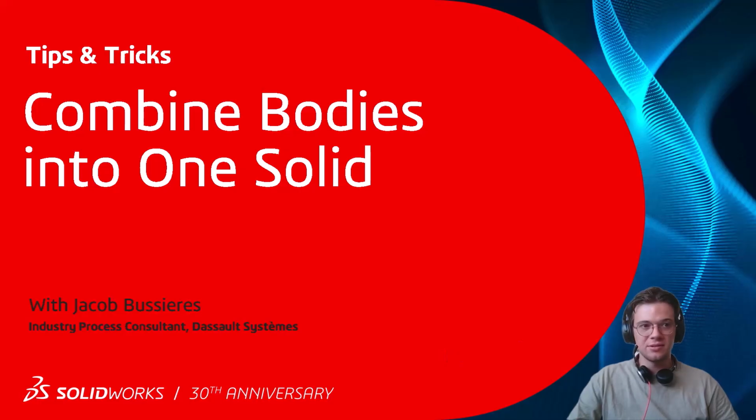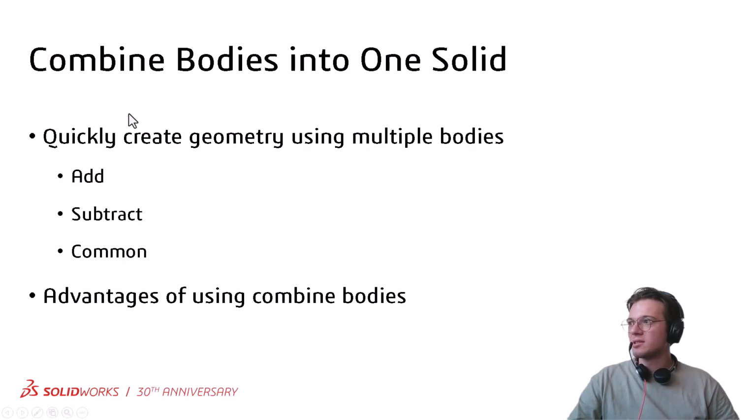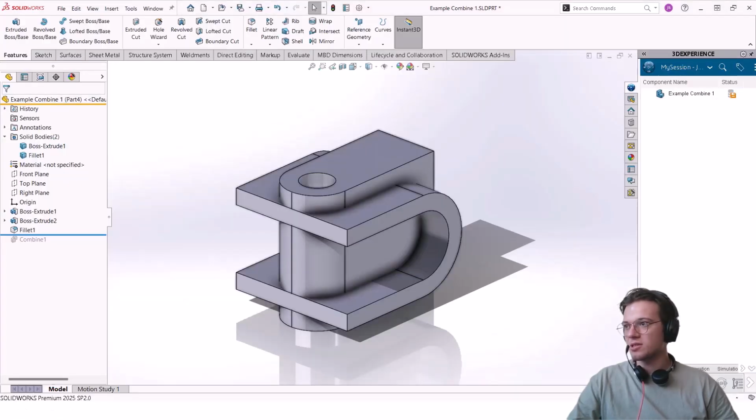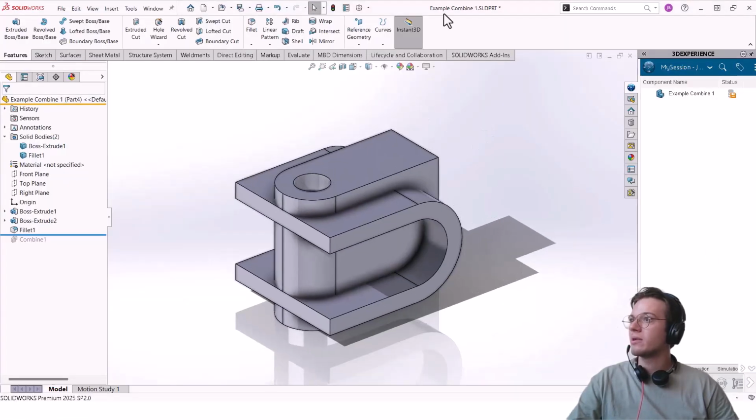So without further ado, let's get into this tip and the benefits that you'll be getting from it. Combining bodies is pretty simple. It's a function that we use to basically merge two bodies directly into one. We can either use the function to add, subtract, or the common option. And I'll jump right into SolidWorks to show you this example right now.